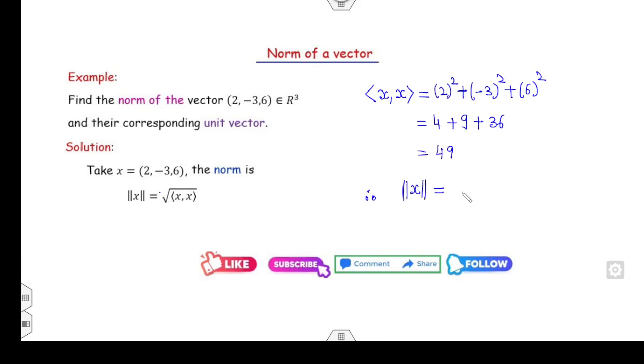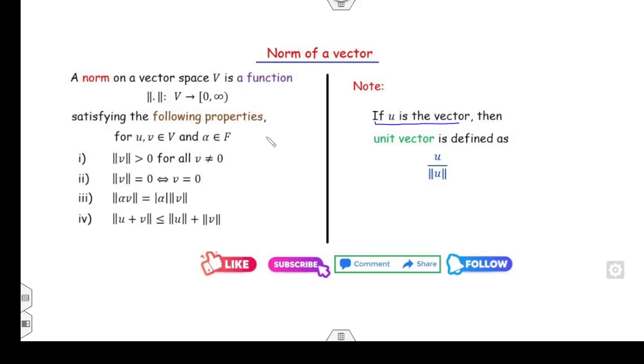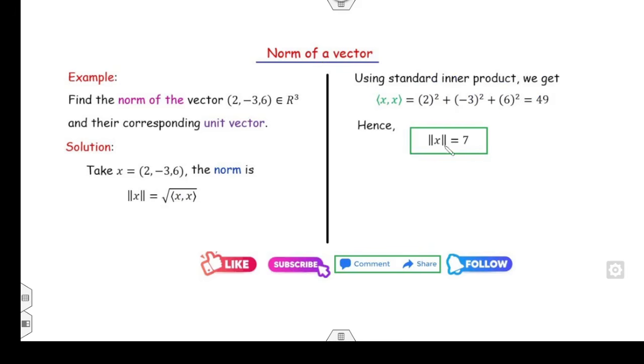Therefore, I can substitute the value. Norm is always a positive value. That will give you 7. Why is it positive? You can see the range is 0 to infinity. So once you can define the norm is 7, the corresponding unit vector: what is the definition of the unit vector? It is u divided by norm of u. Here, in place of u you are given x, that is x divided by norm x. Norm of x is 7 and the value of x is (2, -3, 6), or you can write it as (2/7, -3/7, 6/7). This is the right answer of the problem.